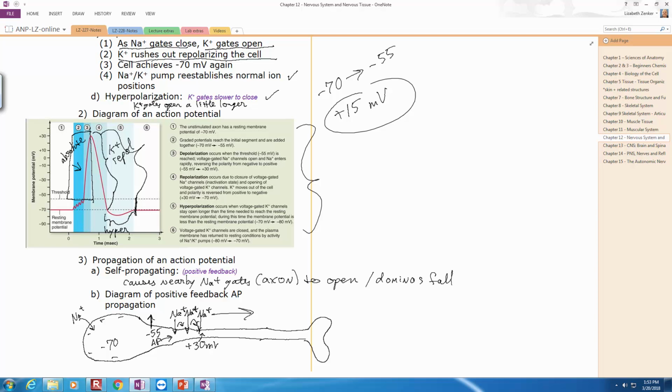So relative refractory period, only a stronger than normal stimulus will fire a neuron again during this time interval. So this is after it is fired. So actually I should say it's after in the hyperpolarization part, huh? Let's fix that.